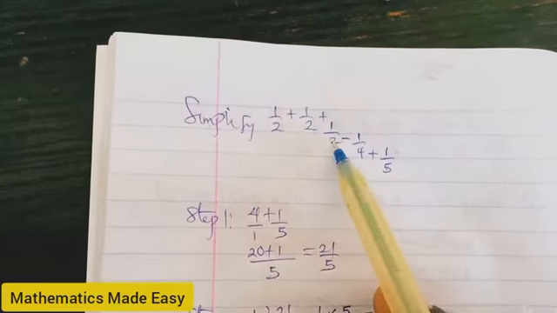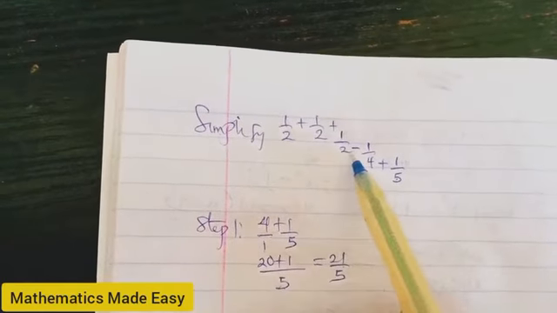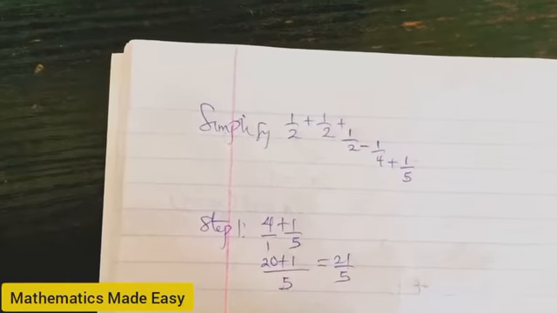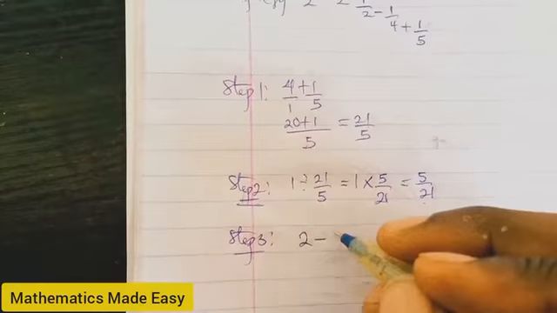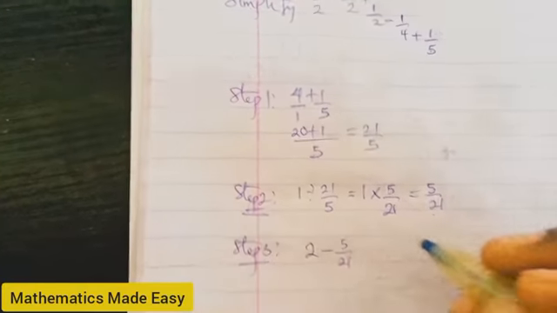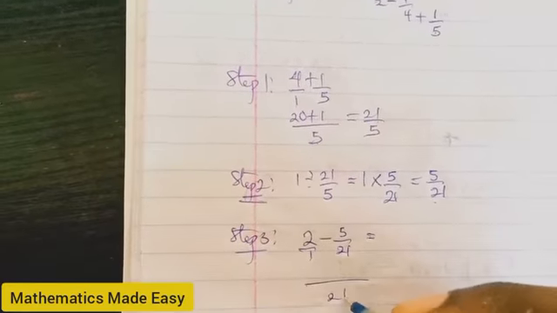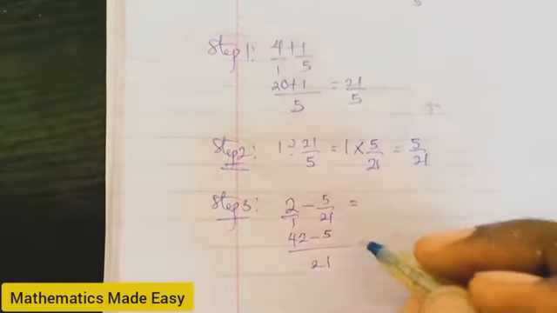Then we go back here. Step 3 says we are going to subtract this 5 over 21 from this 2. So it will now be 2 minus 5 over 21. Step 3, 2 minus 5 all over 21. So the LCM is what? The LCM is 21. And when we multiply, we have 42 minus 5. And that's 37 all over 21. Our step 3 has given us 37 over 21.